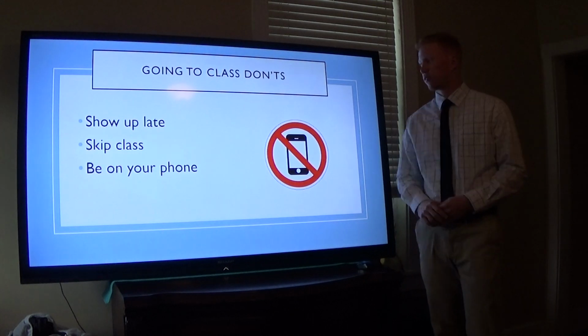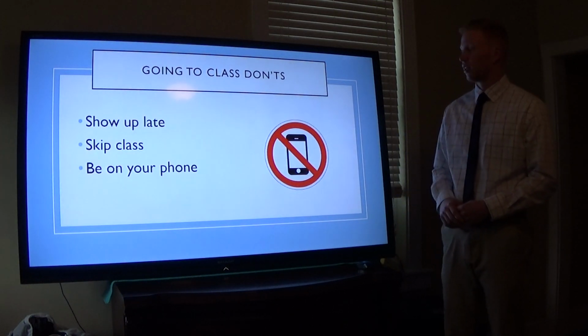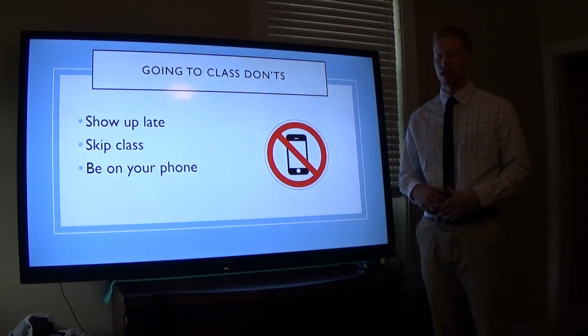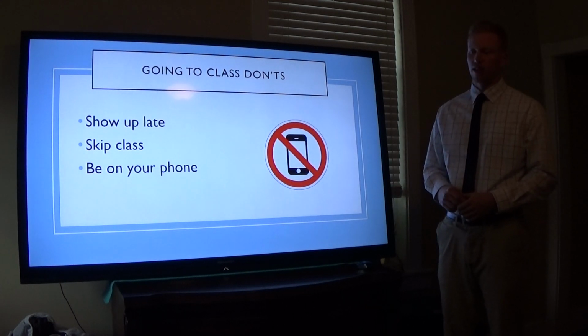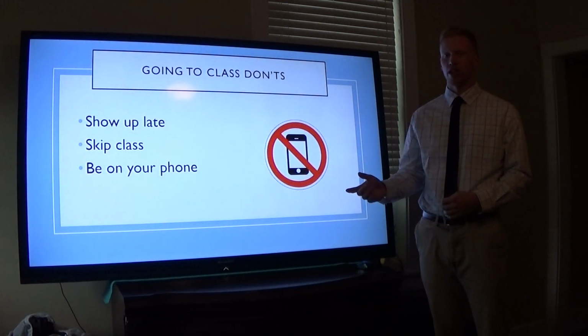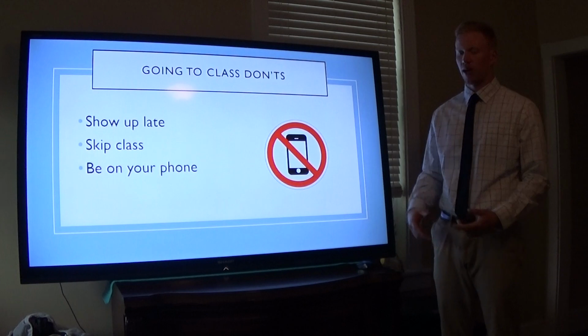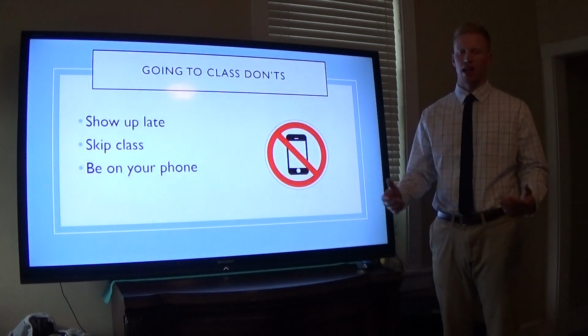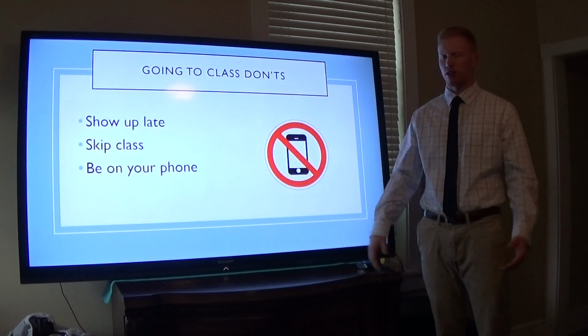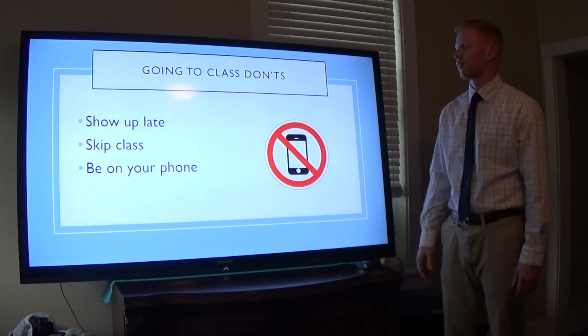Going to class don'ts. Don't show up late. We talked about that. I have a bad habit of skipping class because I think I can get whatever information I need to by either going back and looking at the chapter or asking my friends. And then if you don't even have the initiative to show up to class, how are you going to have the initiative to go do that stuff out of class?